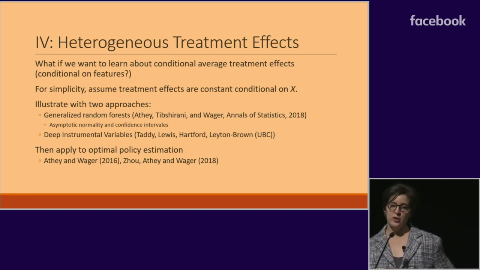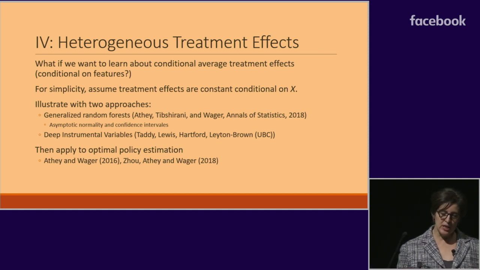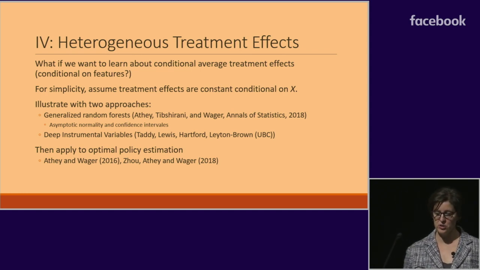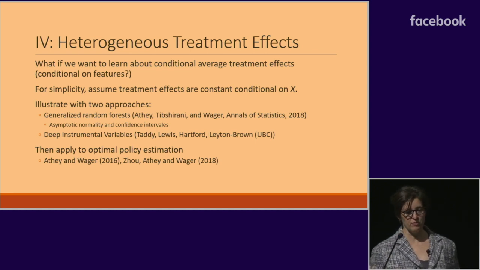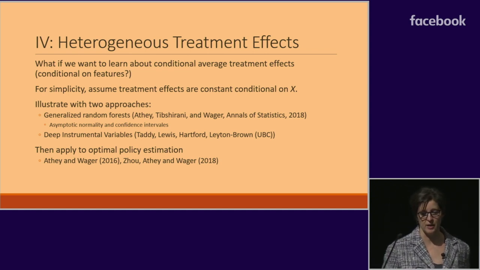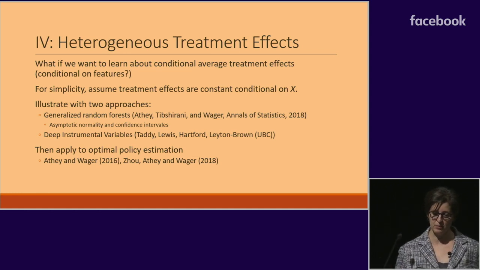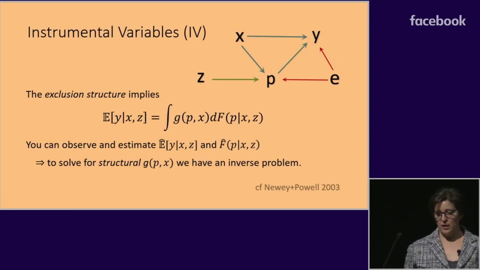Okay, so another thing we can try to do is to look at heterogeneous treatment effects. So we want to understand for whom is a treatment effect large. And so I'm going to illustrate this with two different approaches. One from a paper of mine with Julie Tibshirani and Stefan Wager that's just coming out in Annals of Statistics, and another that was by a team that was at Microsoft Research at the time, including Matt Taddy, Greg Lewis, and Kevin Leyton-Brown from UBC. And that's using neural nets. So I'll start with the neural net approach.